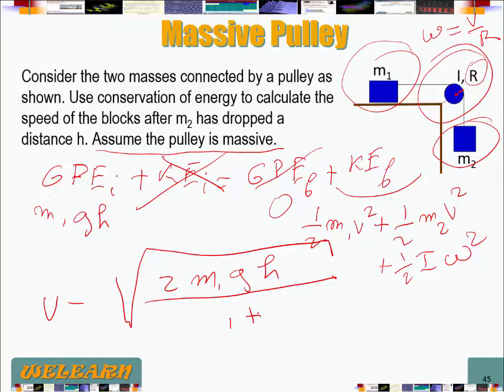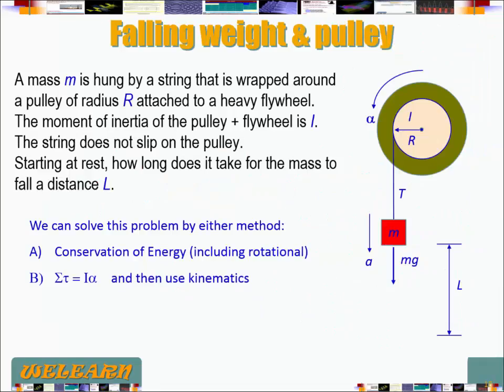For some reason it's erasing what I write. So, it's going to be the square root of 2 m2 g h over m2 plus m1 plus I over R squared. I'm going to rewrite it here since it's not letting me keep it there.